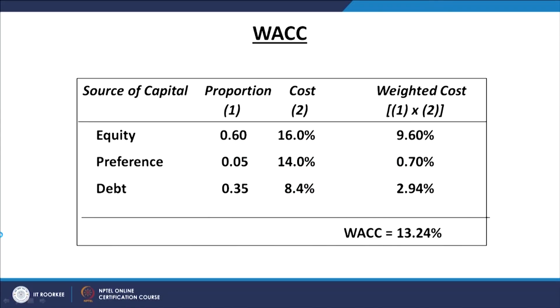Now, we talk here about the weighted average cost of capital. If you look at this, the different sources of capital are given here, and we have explained the process of determining the weighted average cost of capital, where we have calculated that the weighted average cost of capital is 13.24%, and this all depends upon the process of determining it.